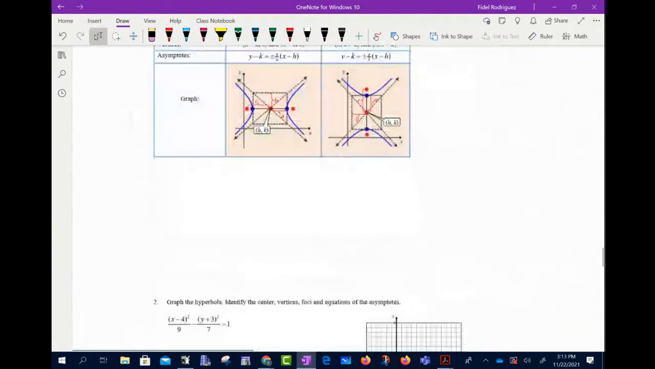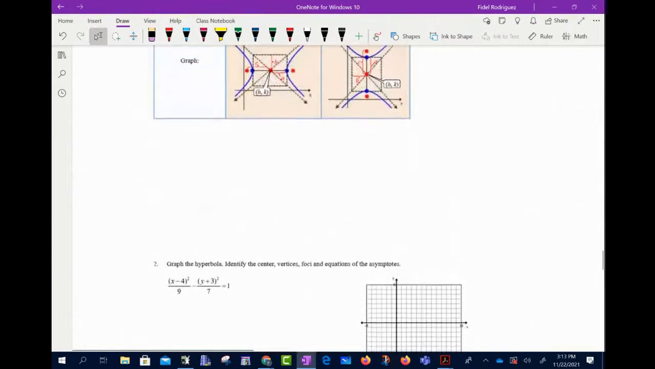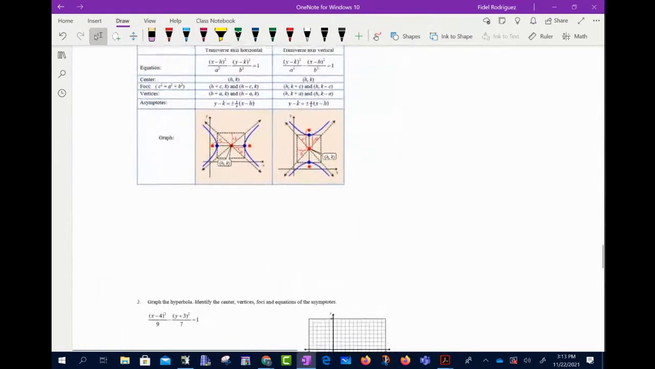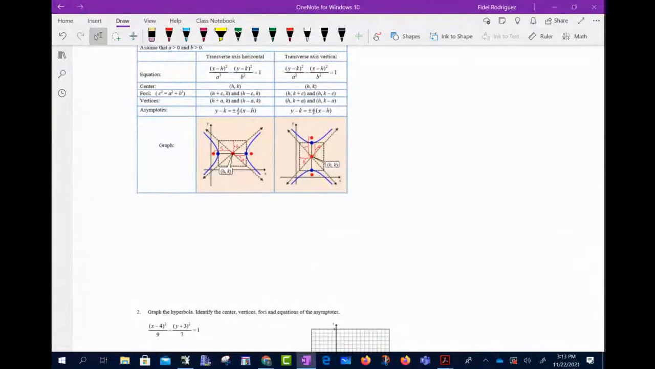Okay, so look, y'all, let's try the same thing here for the next problem. So it says we're going to graph the hyperbola. We're going to identify the center, the vertices, the foci, and the equations of the asymptotes. Okay, so first thing we're going to do a little stare and compare. I'm just going to write my equation a little bit closer to what we have up here so that we can stare and compare it. x minus 4 squared over 9 minus y minus 3 squared over 7 is equal to 1.